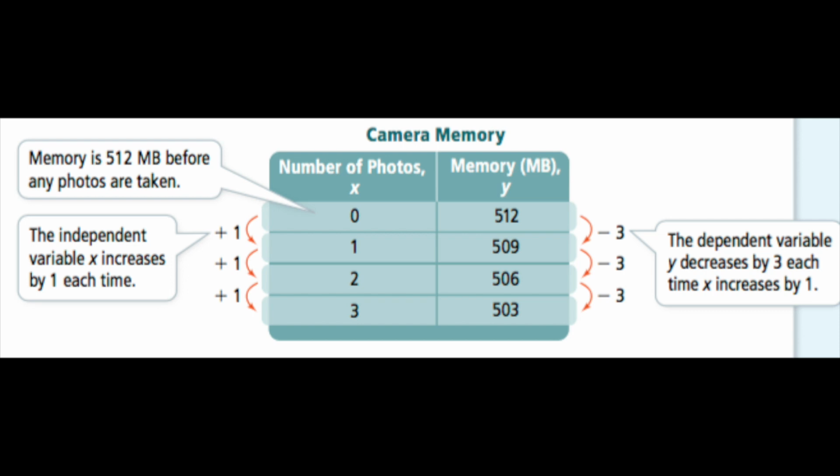But the one thing I want you to keep in mind is the fact that unless I take a photo, I don't lose any space. So clearly my input value is controlling everything. In this case, taking the photo is the control. If I don't take the photo, I don't lose any space.